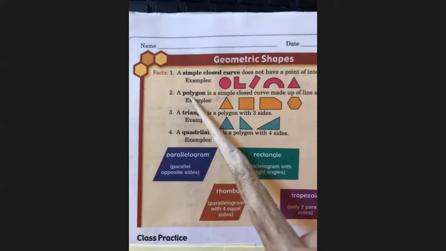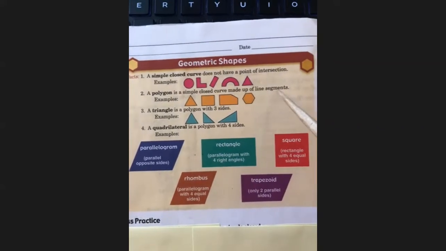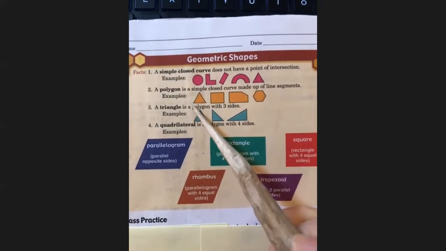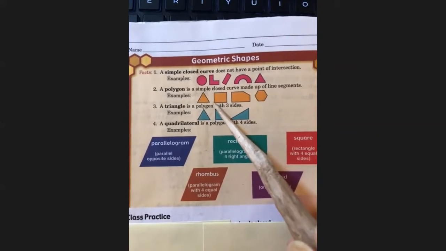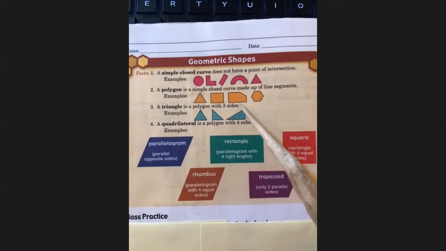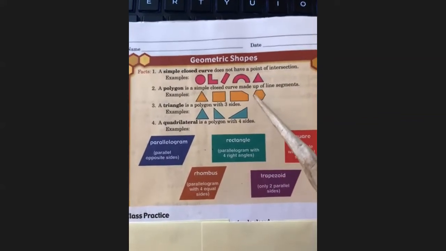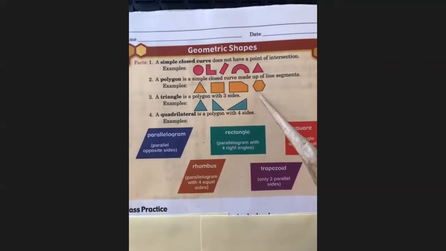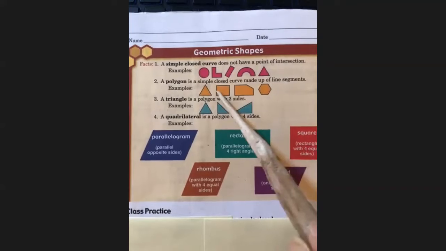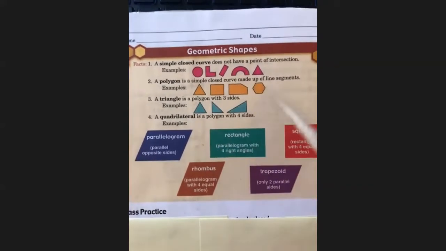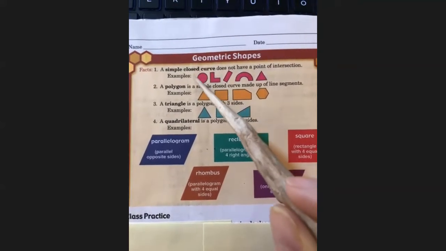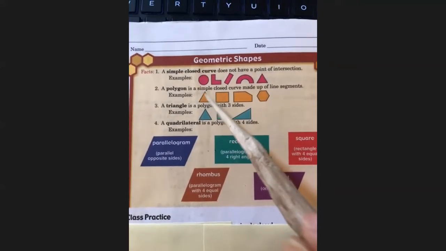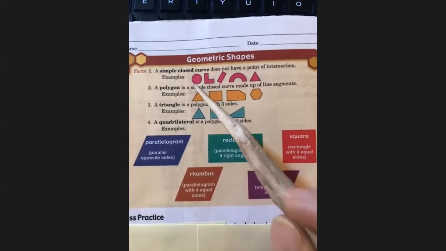Next one, a polygon is a simple closed curve made up of line segments. See this? A polygon has line segments, okay? So any other shapes, they're made of line segments. This line and that line and that line and that line and that line all make up that shape. Whatever shape it is, they're all polygons. The only one that is not a polygon is a circle because it does not have line segments. It's just one curve, see?